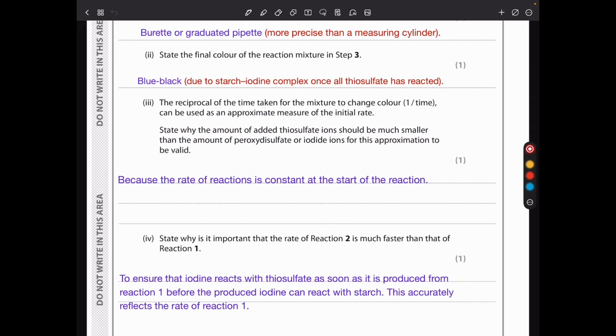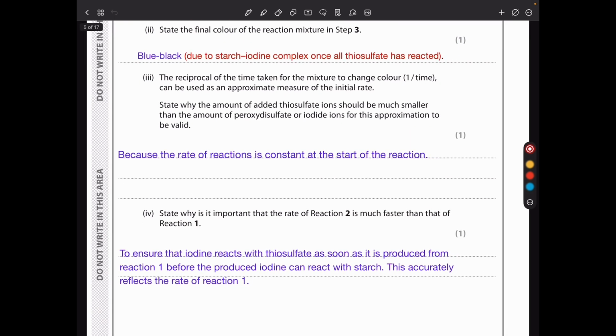Then they say the reciprocal of the time taken for the mixture to change color can be used as an approximate measure of the initial rate. State why the amount of added thiosulfate ion should be much smaller than the amount of peroxydisulfate or iodide ions for this approximation to be valid. The thiosulfate added should only react with a little of the iodine. If it's in excess, it's going to react with a lot of it, and then we will not be able to see the color change that enables us to see the rate. So I say it's because the rate of reaction is constant at the start of the reaction, meaning it's going to be a little bit slower at the start.